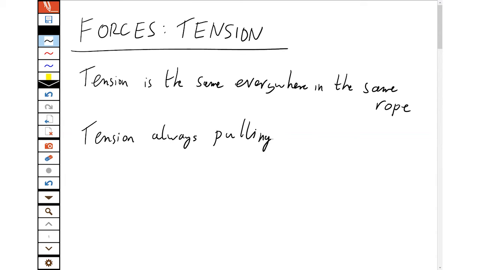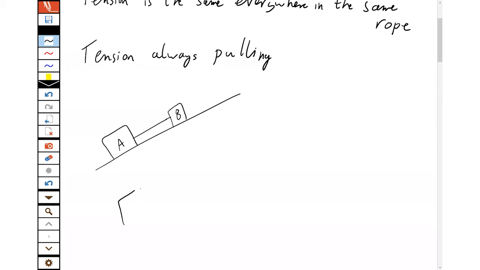So what do I mean by that? Well, let's say we have a slope with two blocks, A and B, connected by a rope. Now, if they are connected by the same rope, that means there's the same tension everywhere in that rope. So if I was to look at A just on its own, it'll feel a tension pulling up in the direction of the rope. If I now look at B on its own, it will feel the exact same tension pulling in the direction of the rope. So that's down the slope now.